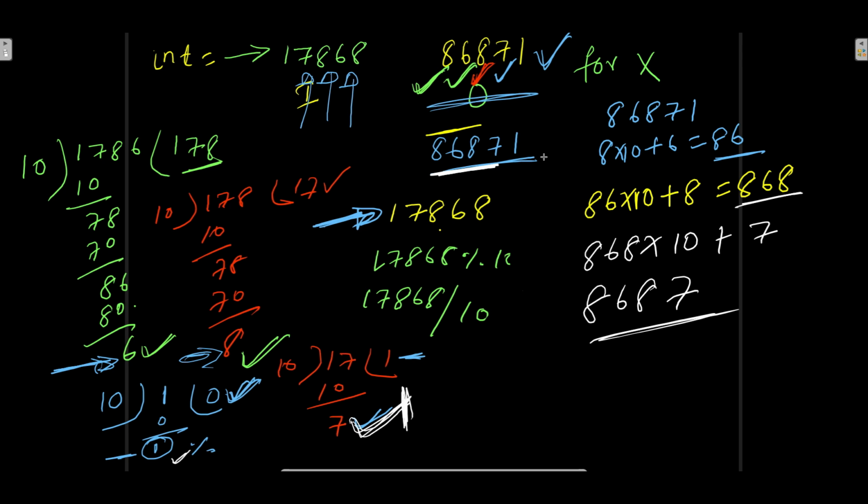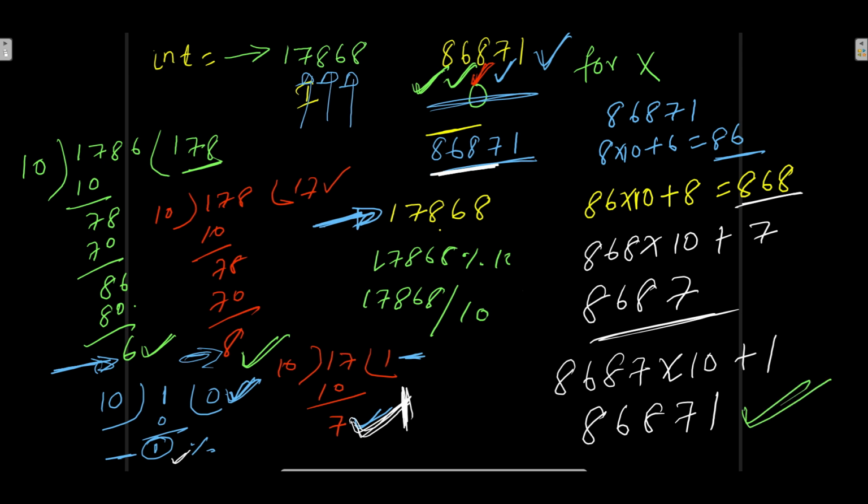Then what was the last modulus? 1, right? But I have to get 86871. So if I multiply 8687 by 10 and add 1, how much will it come to? 86871. And this is your output. You got it? Isn't everything clear now?